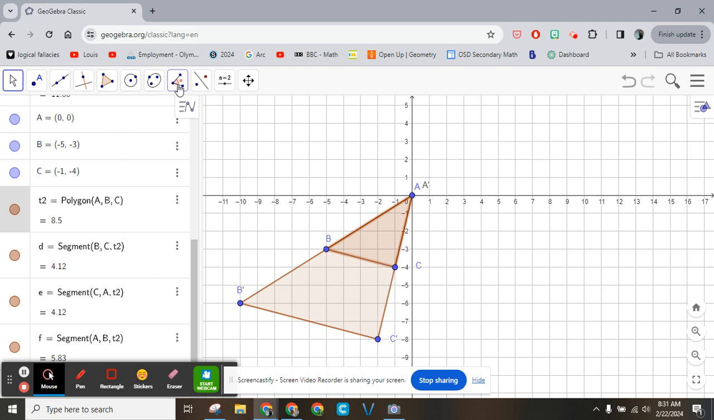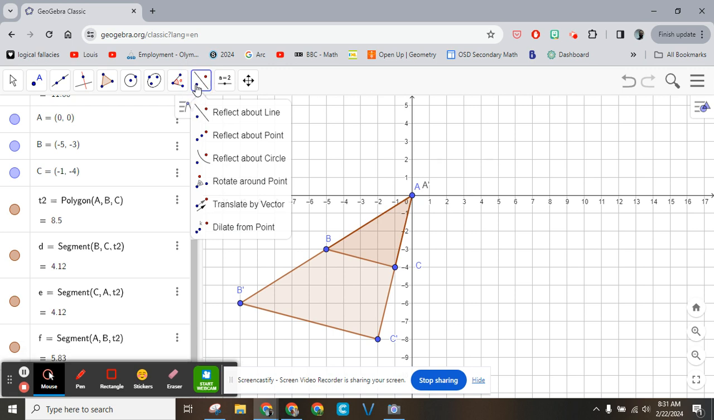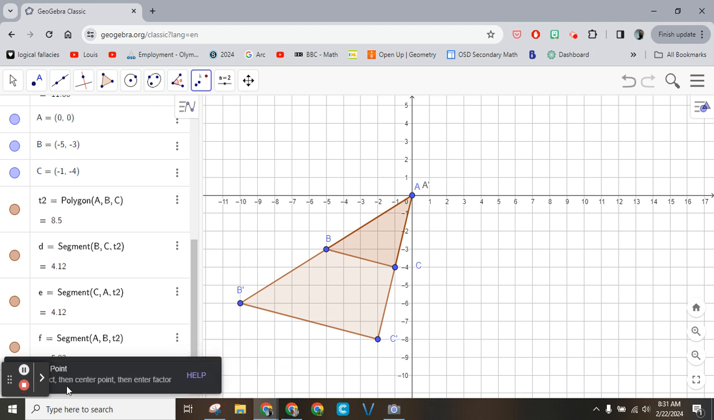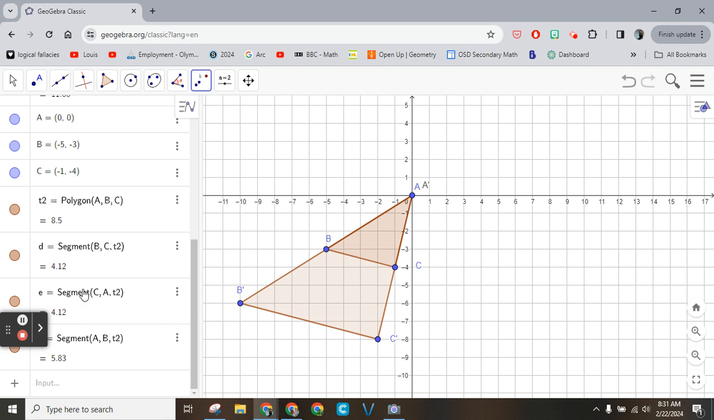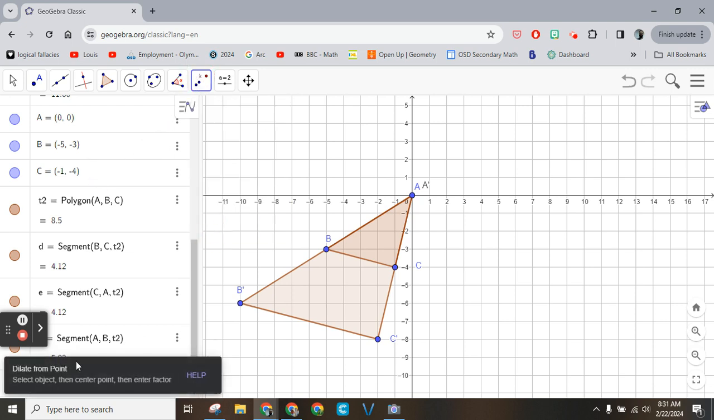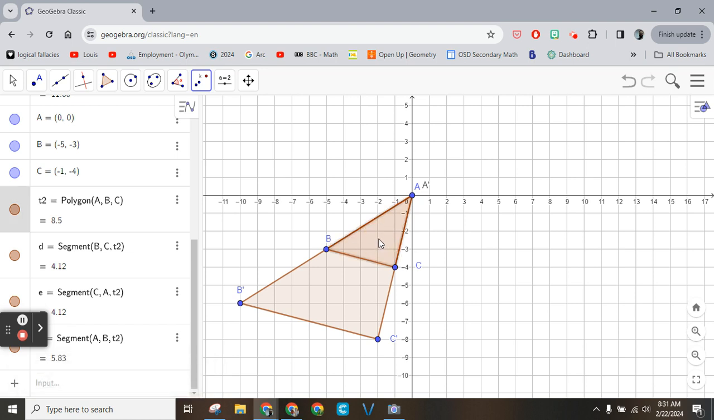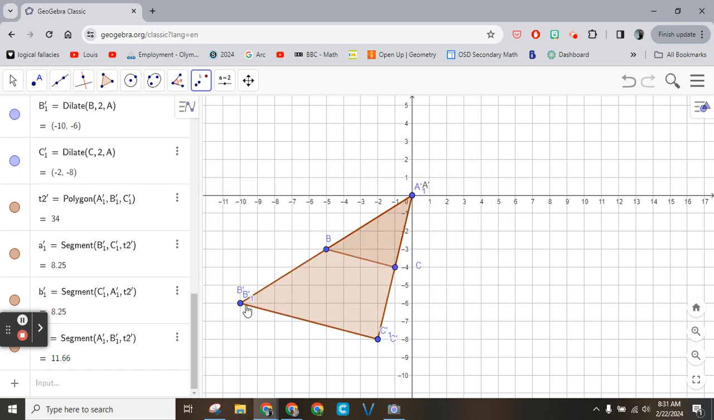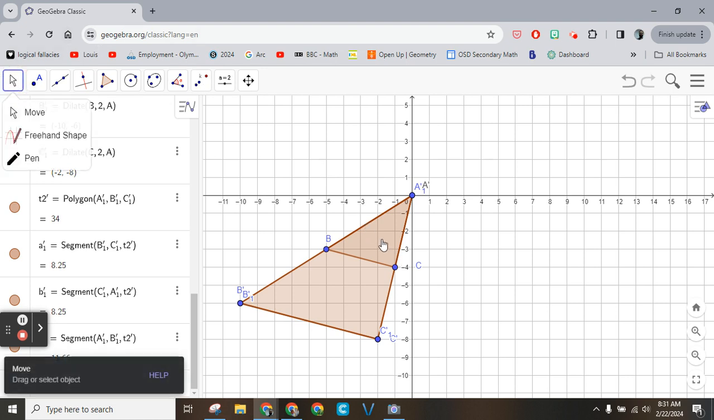Okay, I can do this. Let's see. Dilate from a point. It says, dilate from a point, select object, then center point, then enter factor. Object, boom, center point, the origin, factor times 2, equals, doink. Look, now we have 2 B primes. We have B prime and B prime 1 and C prime and C prime. So it's hard to tell in GeoGebra, but we got there.